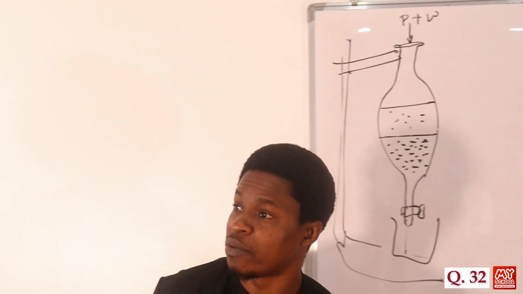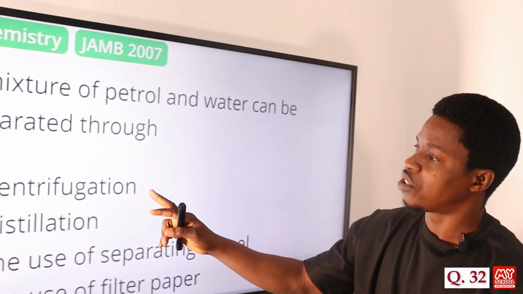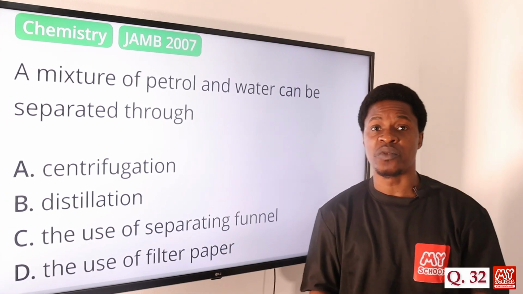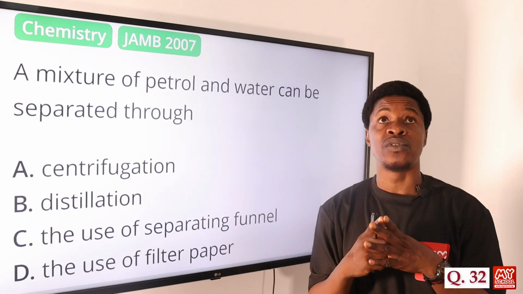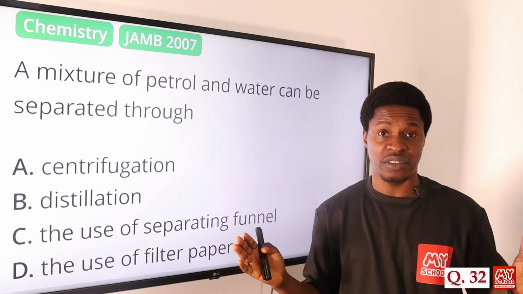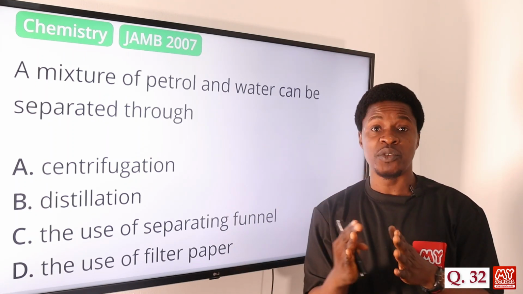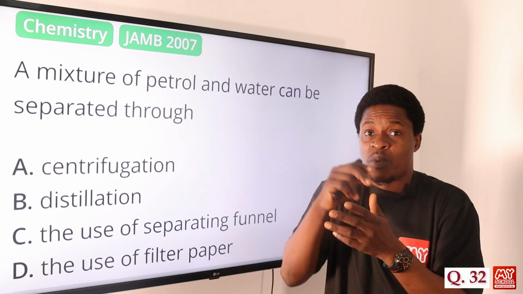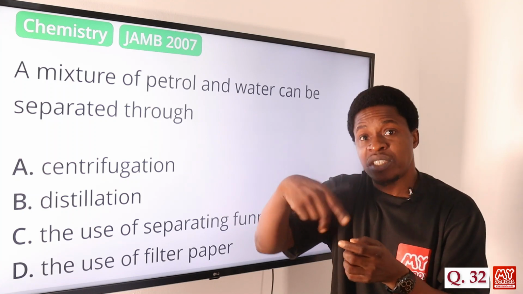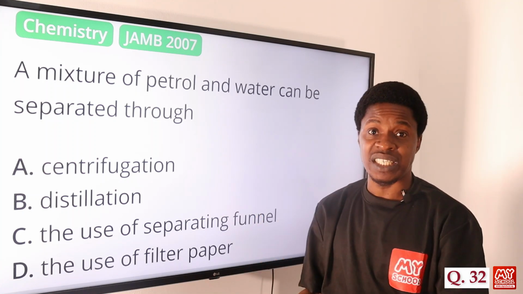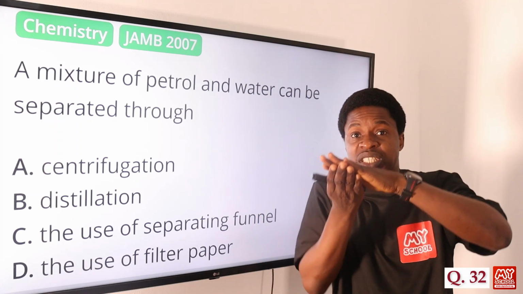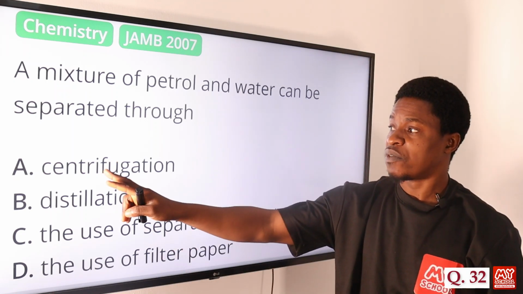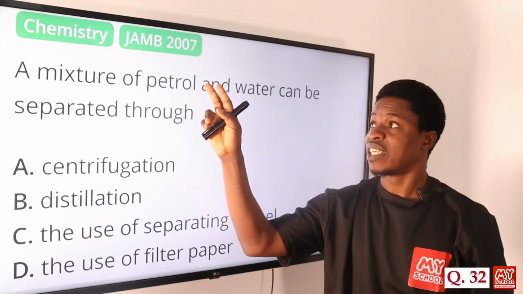Let's look at the options. Option A says centrifugation. You cannot use centrifugation here, because they are two immiscible liquids. You use centrifugation when you want to separate the components of blood, like the serum, the plasma, and the red blood cells. Once you put it in, you centrifuge using a centrifugation machine, and then you see the serum and the plasma separated. So centrifugation is not actually needed for this.